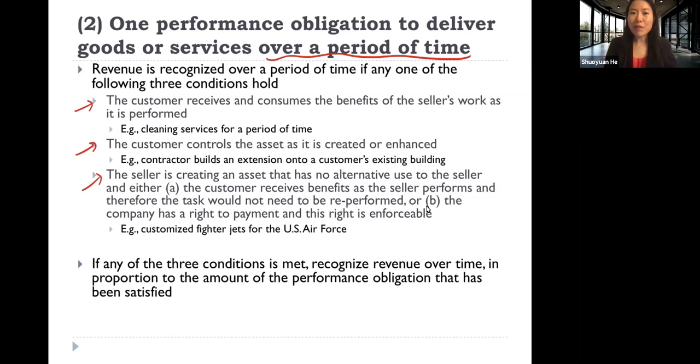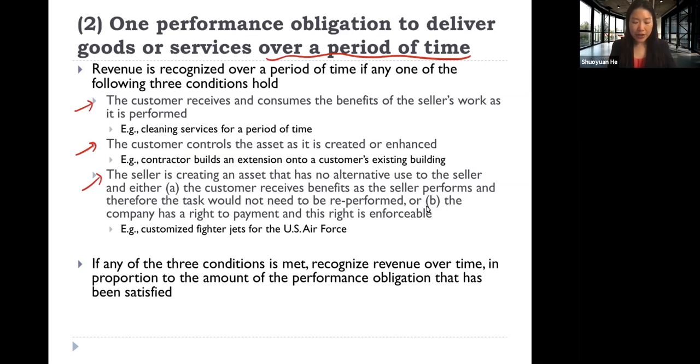And either the customer receives benefit as the seller performs, and therefore the task would not need to be reperformed, or the company has a right to payment and the right is enforceable. An example of the first condition is, if you live in a university dorm and you hire a cleaning company to clean your dorm every week, and you sign a contract with the cleaning company for one semester, the cleaning company can recognize revenue over time as the cleaning service is performed for you every week. That is an example of the first condition.